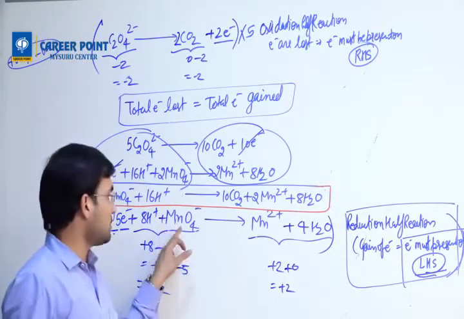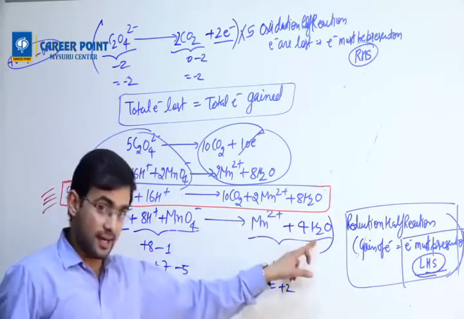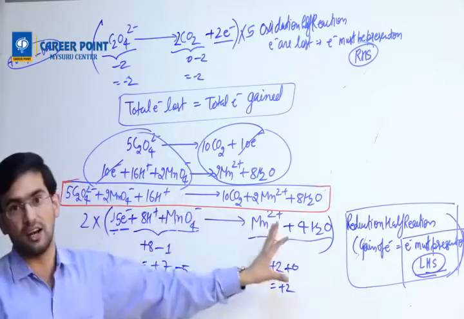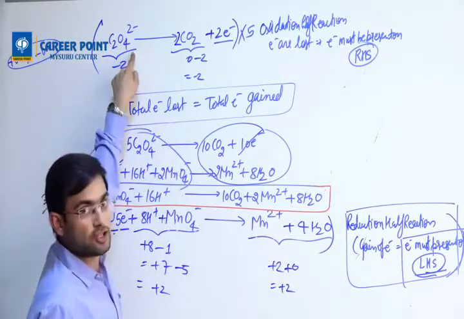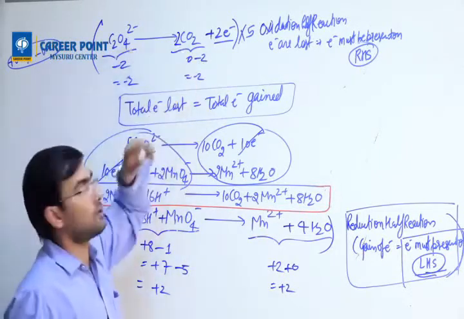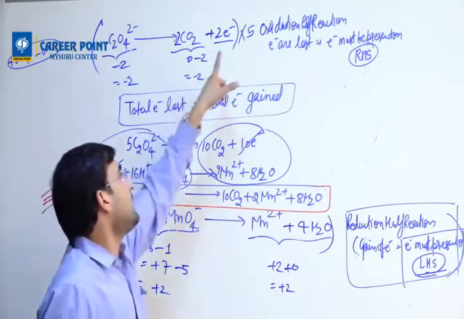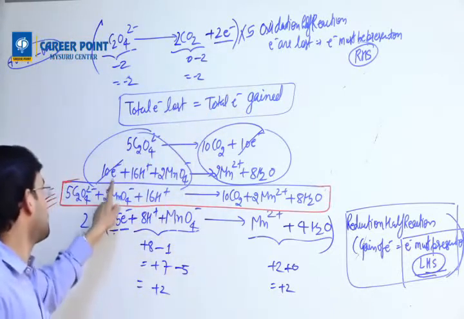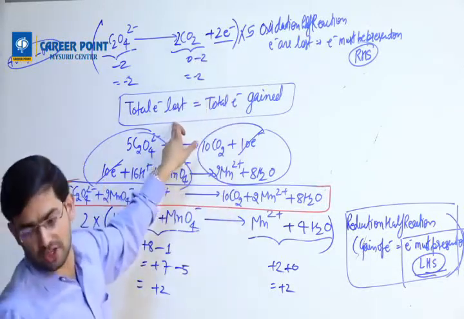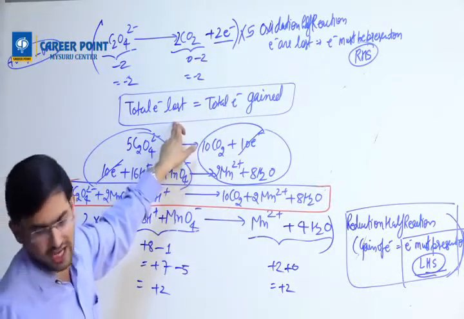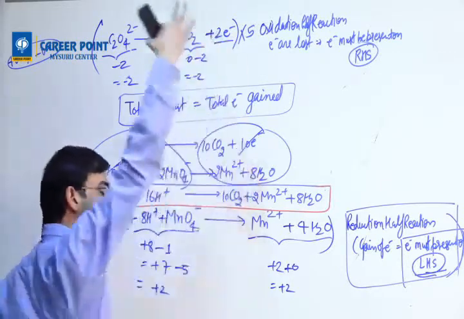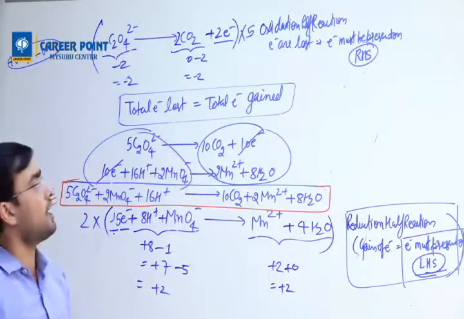Other atoms, oxygen, hydrogen, followed by charge. One reaction I'll write like this. Then I'll write one more reaction. I'll balance by atoms, oxygen, and then hydrogen, and then charge. Then I will balance the electrons, because total electron loss equals total electron gain. Once I do this, I will get the total electrons the same. Then you add both the reactions. That's all. End of this story.